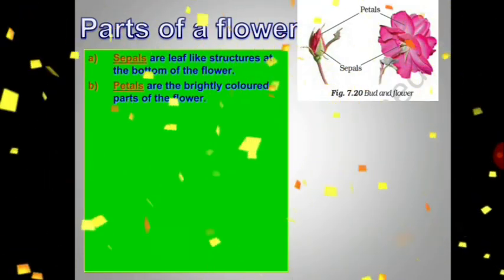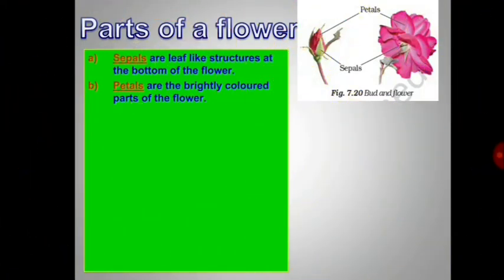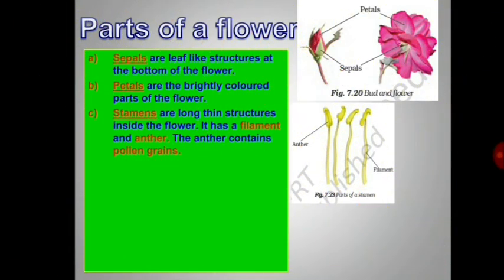Petals are the brightly colored part of the flower which attract the insects for pollination. Stamens are long, thin structures inside the flower. They have important parts like filament, a long stalk-like structure, and at the top there is anther, and anther contains pollen grains, and pollen grains are the male gametes of the flowers.